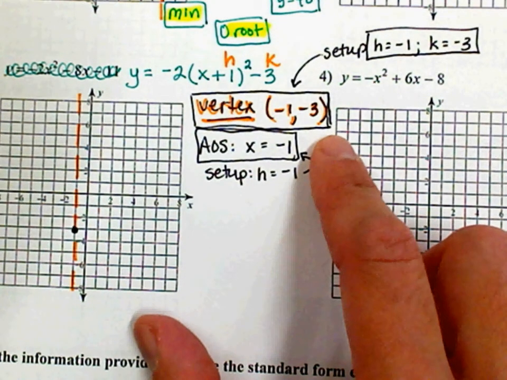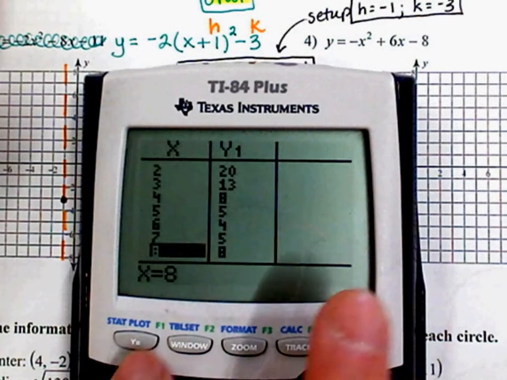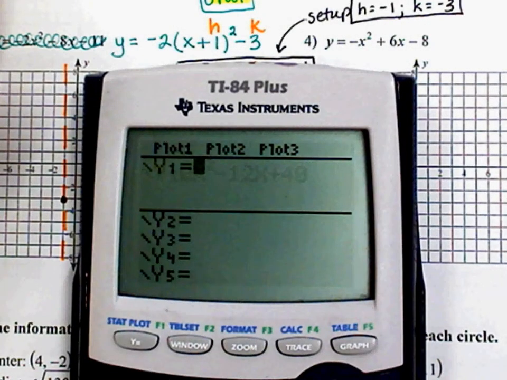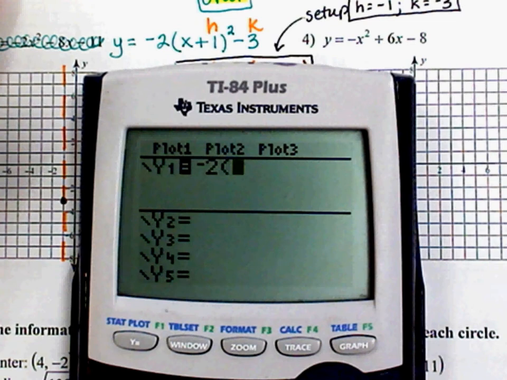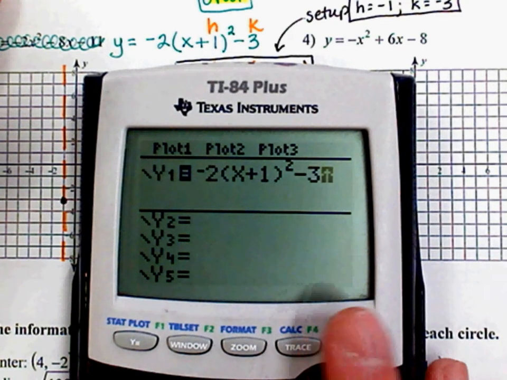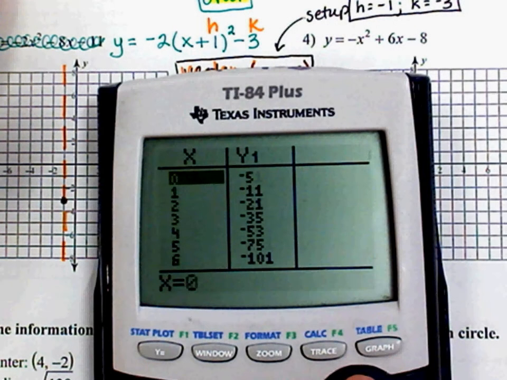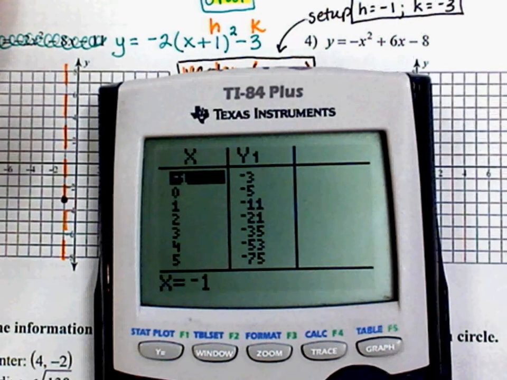All right. What am I going to do to go get the points for my graph? The y equals. There we go. Type it just like you see it: -2 parentheses, x plus 1 in parentheses squared. What is it? -3. Go to your table. Go find your vertex, which is -1, -3. Like that. 2 points up.